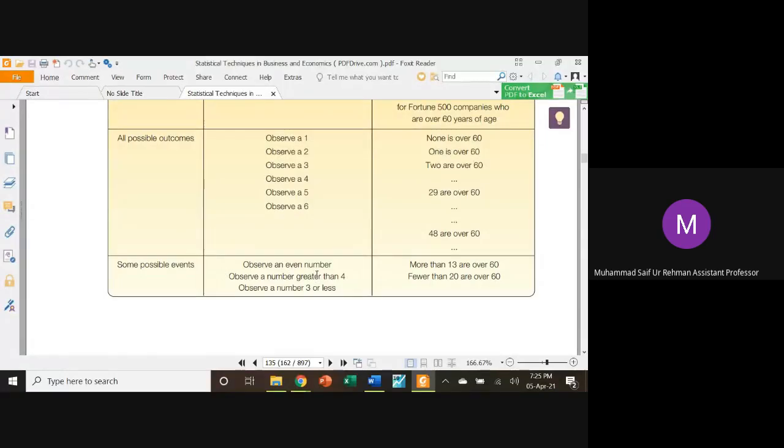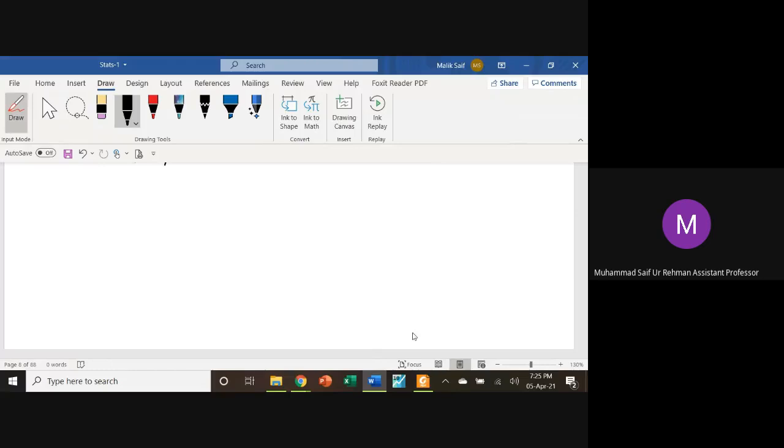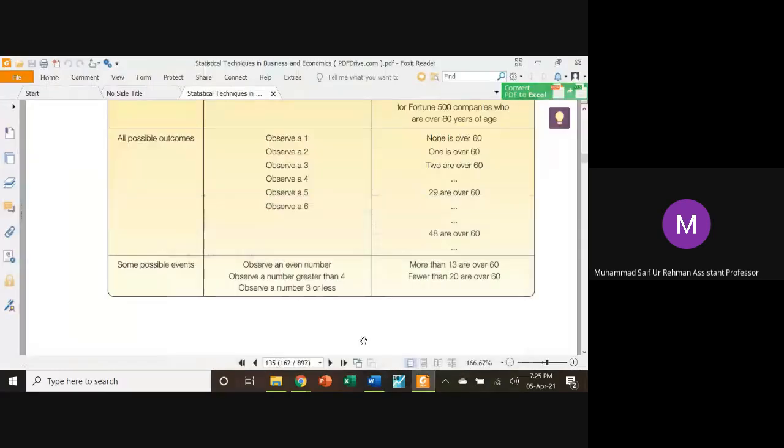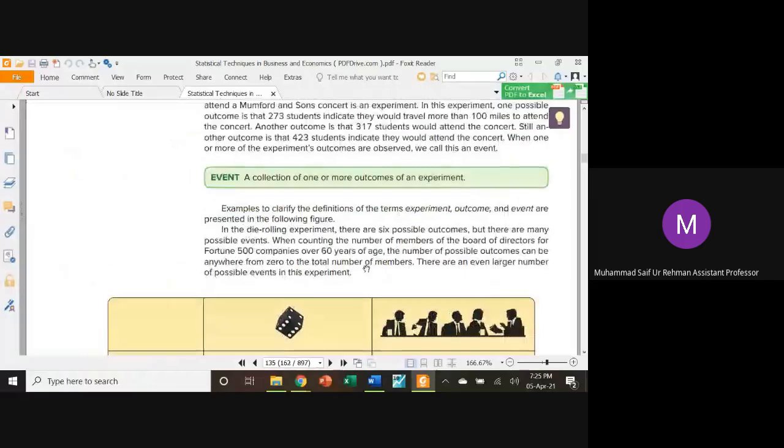Observe an even number, or you can say observe that the result of the outcomes is equal to an even number. In that case, you may see that 2 plus 2 is equal to 4, that is an even number. 2 plus 3 is equal to 5, so that is an odd number, and that will not be written in the result that you will write down. So this is an event. So four definitions are there.